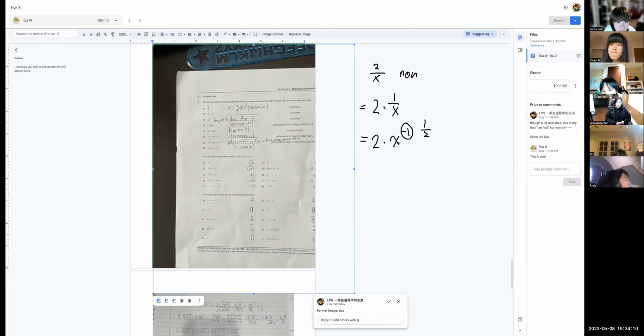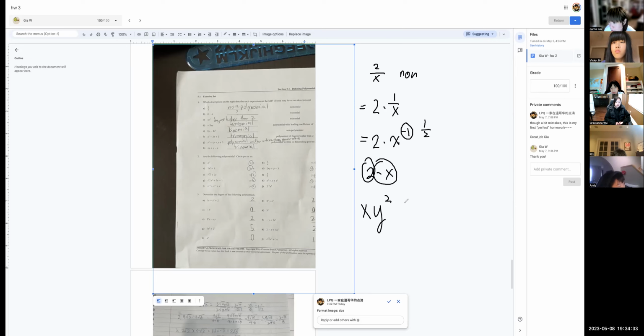So let's take a look at number 2. So 2 minus x. This is a what? 2 terms. It's a binomial. Okay? Or let's take a look at this one. So degree higher than 2. Very good. x square root 2y.